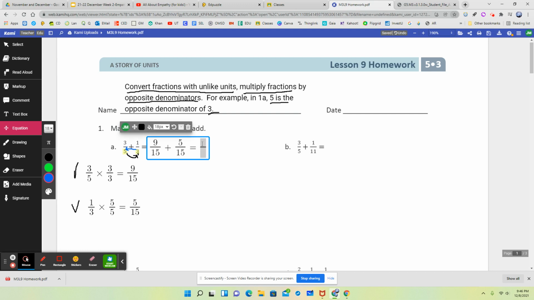So what is 9 plus 5? That equals 14. And the denominator stays the same.